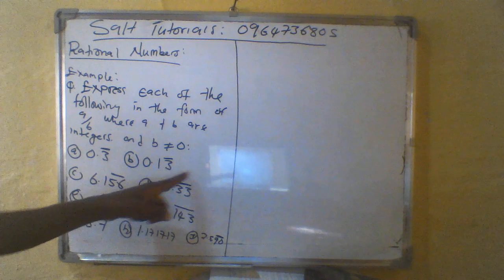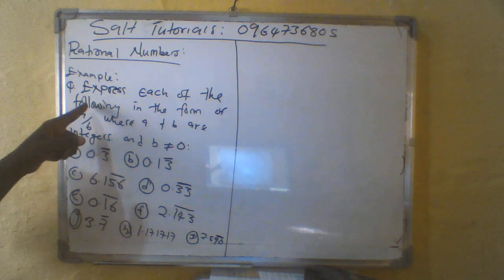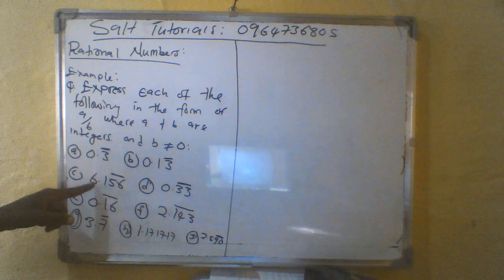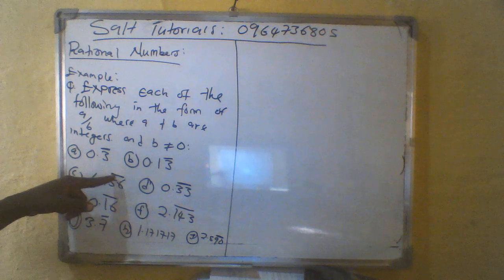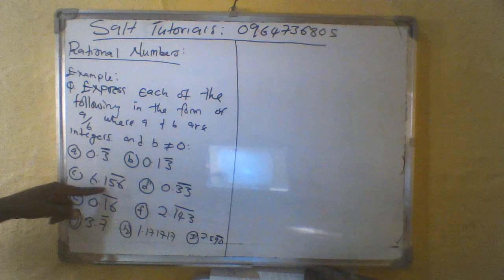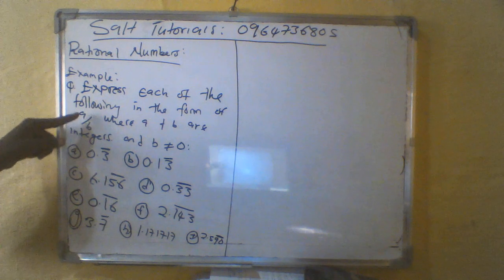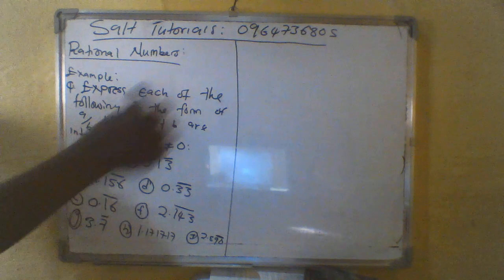0.133333, the decimal is repeating. This qualifies to be called a rational number, and it can be expressed in the form of A over B. 6.156, the 56 is continuously repeating because of the bar on top. So this qualifies to be called a rational number, and it can be expressed in the form of A over B. So now, how do we express these in that form?